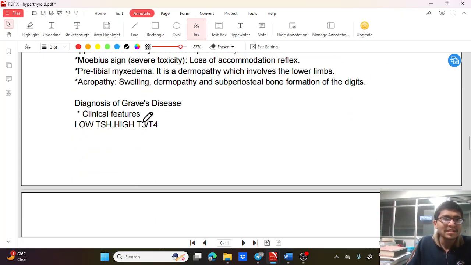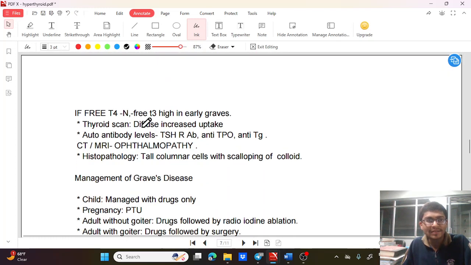Then coming to Graves' disease, the diagnosis of Graves' disease. So the clinical features, there will be low TSH and high T3 and T4 as in hyperthyroidism, and in the early cases there will be normal T4 but the T3 will be high. So in early cases we have to be careful that even a free T3 may be high and T4 may be normal.